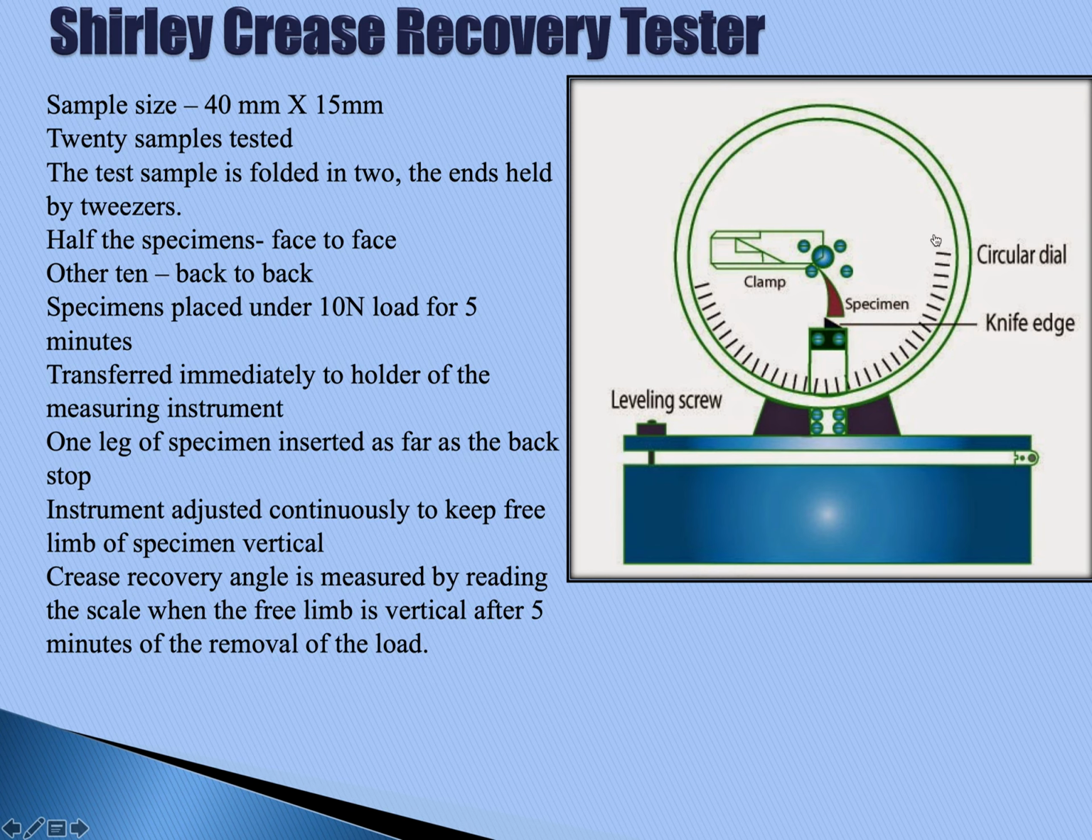Crease recovery angle is measured by reading the scale when the free limb is vertical after 5 minutes of the removal of the load. So when the sample was mounted here, its vertical limb, this free lying portion, was made vertical with reference to this knife edge, and the crease recovery angle can be read from this circular dial.